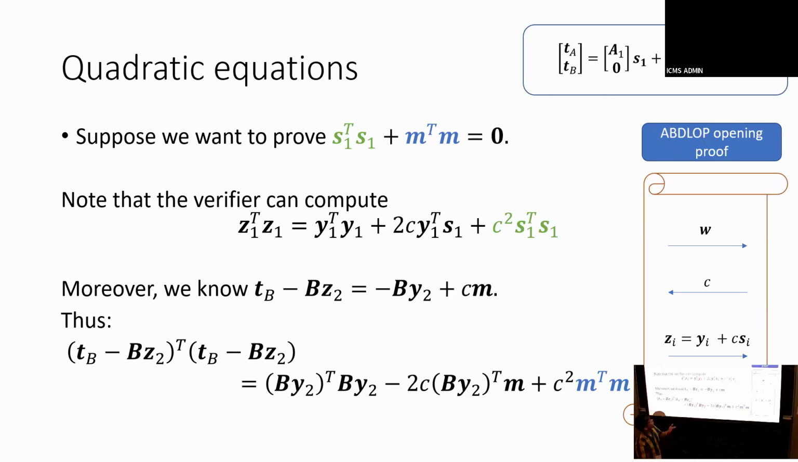Okay, because, is it correct? So TB. Let me double check. Yeah, I think there's a typo. It should be CTB, because TB is equal to BS2 plus M, and I multiply C times TB. So it's C times BS2 plus CM. And then I use that Z2 is Y2 plus CS2.